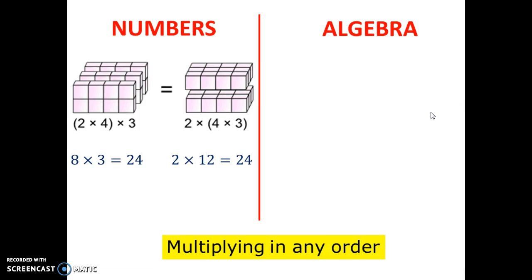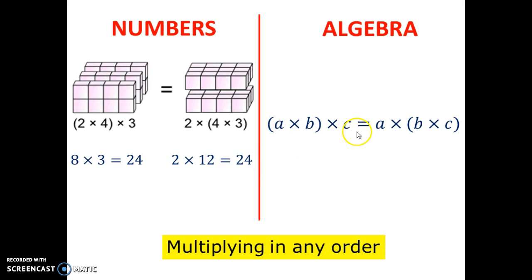When we're multiplying, multiplying in any order will work, because if I've got 2 lots of 4, so 2 lots of 4 is 8, times 3 is 24, or if I have 4 lots of 3, so I've got 2 lots of 4 lots of 3, 2 lots of 4 3s are 12, I still get 24. It doesn't matter what order I multiply in.